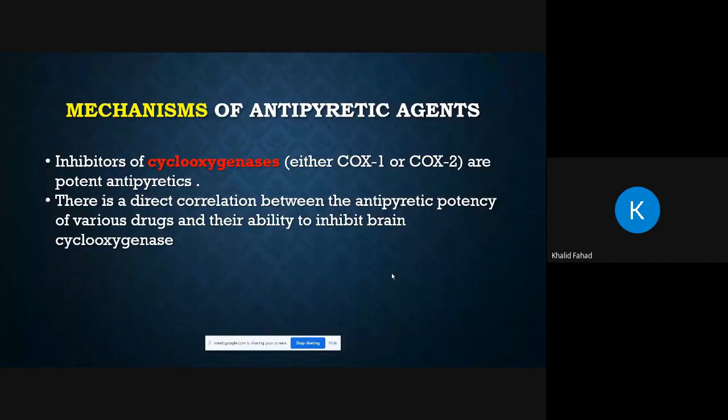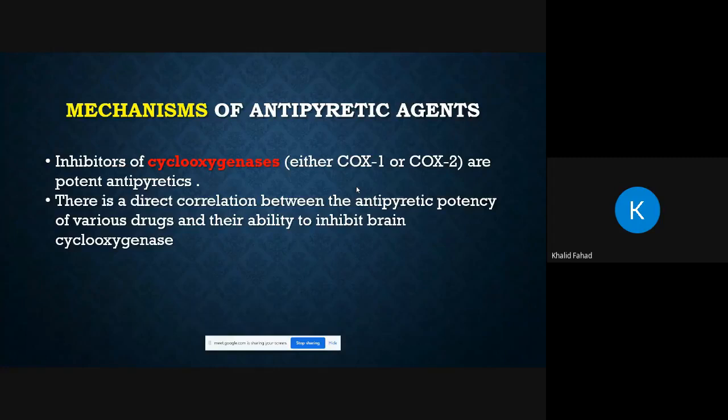Clear, students? Doctor, what is the function of COX-1 and COX-2 in fever? The cyclooxygenase is the enzyme, and we have two types of cyclooxygenase, COX-1 and COX-2, as in pharmacology, right?